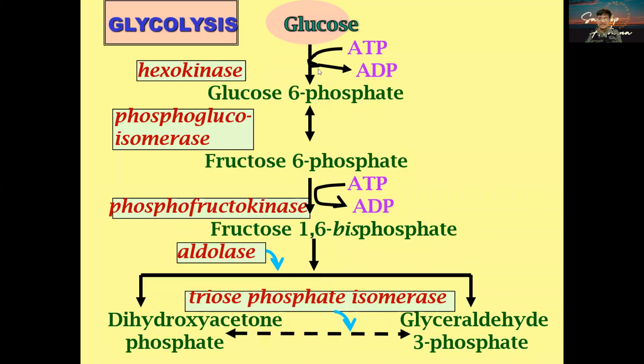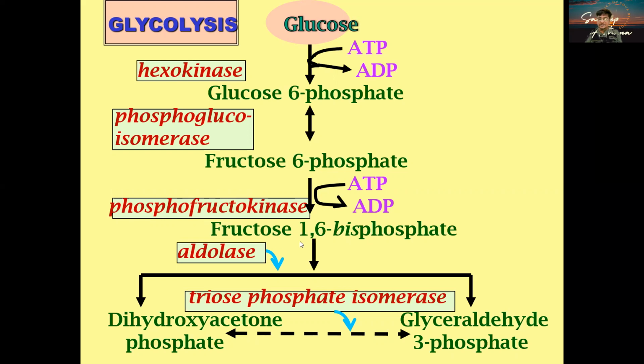Now let's see a brief process of glycolysis. Look at the first step here: ATP is required. Glucose is going to be converted to glucose 6-phosphate, and the enzyme required for the process is hexokinase. Now this glucose 6-phosphate will be converted into fructose 6-phosphate by the enzyme phosphoglucoisomerase. You can see this is a single step process which is very important. Then fructose 6-phosphate will be converted into fructose 1,6-bisphosphate. You can see this is a reversible reaction.